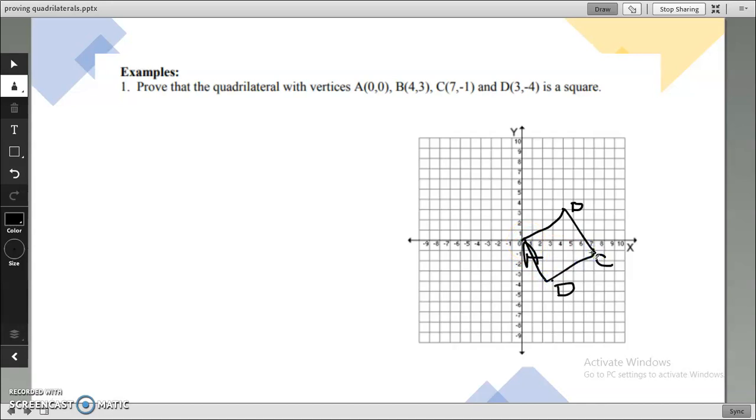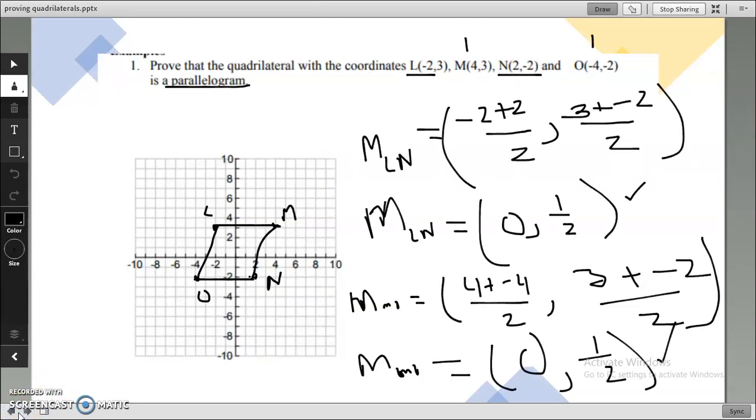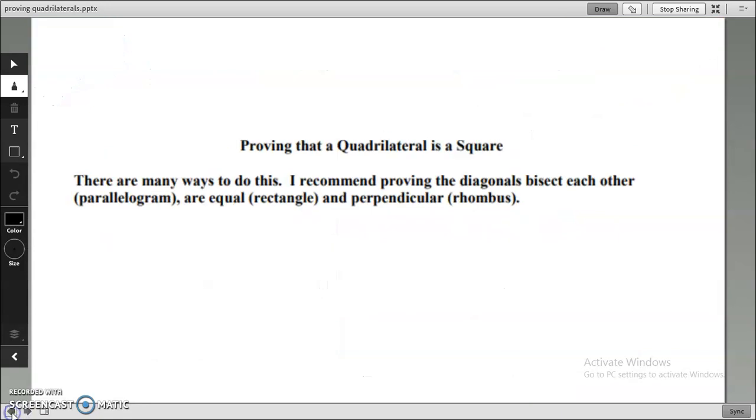My drawing is probably off. It does not look like a square as it is right now. Let's go back to see what we have to prove for a square, because we don't have to have this memorized. We can write it down somewhere.